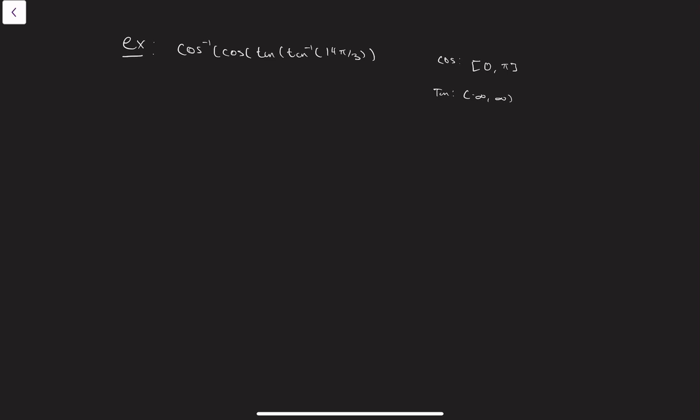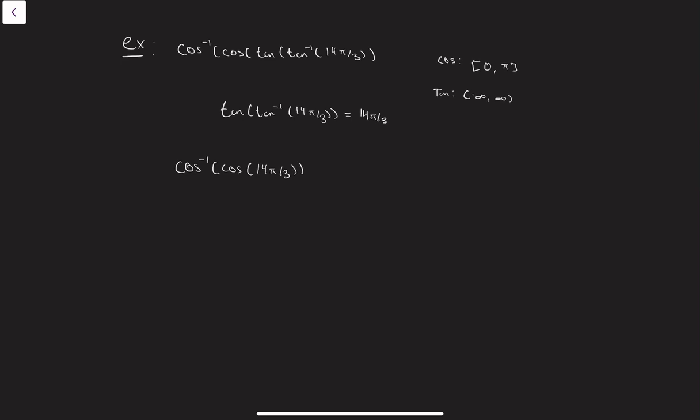Well, hold on a second. There's no restrictions on the domain for tan inverse, right? So since there's no restrictions, using the cancellation functions, tan of tan inverse of 14 pi over 3 is just equal to 14 pi over 3. So that completely gets rid of that part of the problem. So now we have cos inverse of cos of 14 pi over 3.